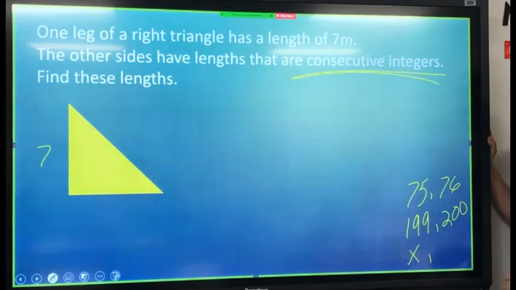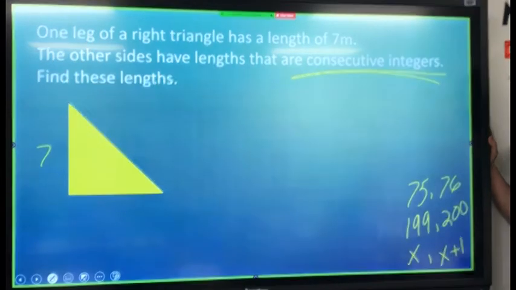If I give you x, what's the next consecutive number? What did you add to 75 to get to 76? Just plus 1. So x, x plus 1. Very good. X plus 1.